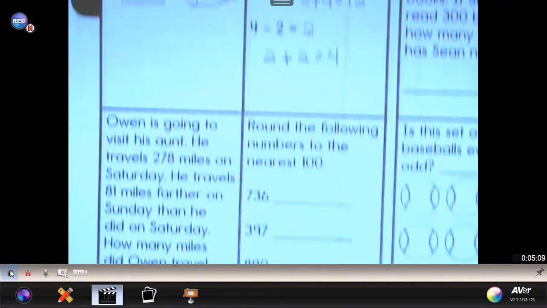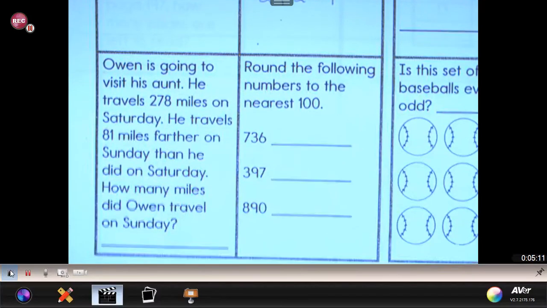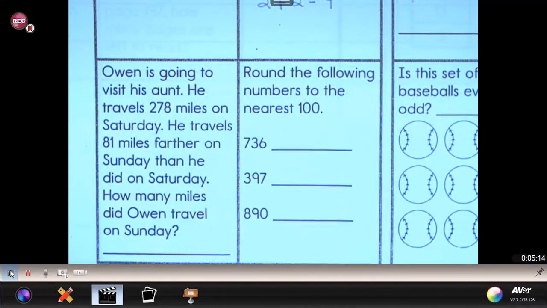Okay, so I'm going to skip the word problem for right now, and I'm going to go into rounding the numbers to the nearest 100.